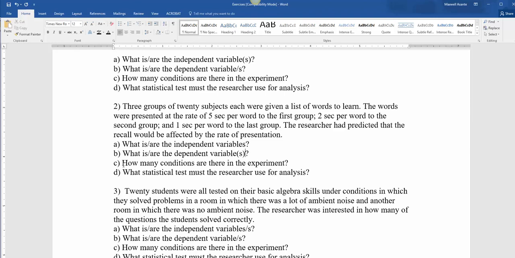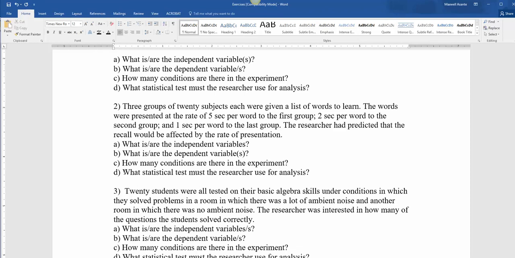The third question is, how many conditions are there in the experiment? And it is very easy to see. You are either presented with 5 seconds per word to the first group, 2 seconds per word to the second group, and 1 second per word to the last group. So in this experiment, you have 3 conditions. So the answer to question C is 3 conditions.